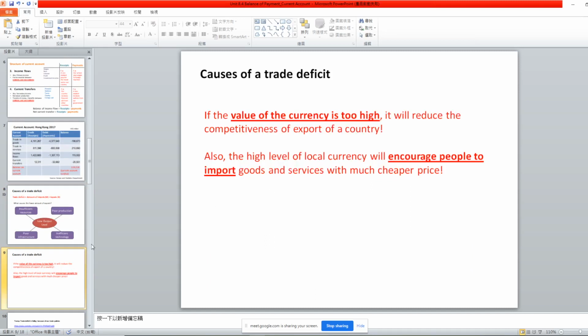And maybe it's also because of the currency. When the value of your currency is too high, you will become very uncompetitive when you are trying to export your products, because when people try to buy your products, they have to buy at a higher price. And when you have that very high value of currency, you encourage people to import goods, because importing goods is cheaper. So we would rather import goods and services than export.